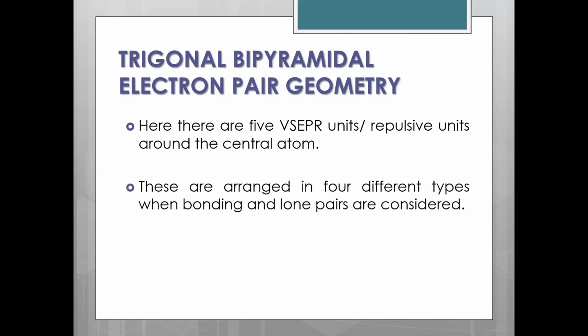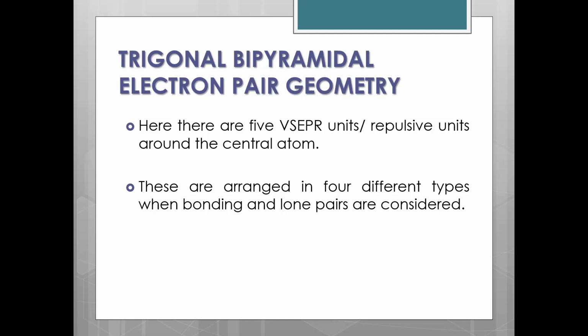These are arranged in 4 different types when bonding and lone pairs are considered. I don't want to insist on this again and again, but when you speak about VSEPR units, we are counting the bonding pairs and the lone pairs. A bonding pair, whether a single bond, double bond, or triple bond, is considered one VSEPR unit, and one lone pair is another VSEPR unit. If you have 5 VSEPR units, the geometry is trigonal bipyramidal electron pair geometry.